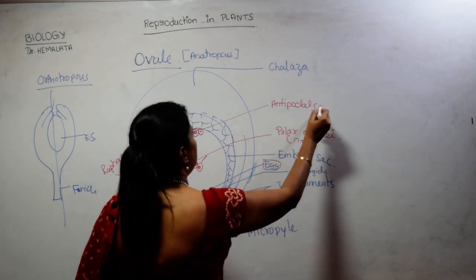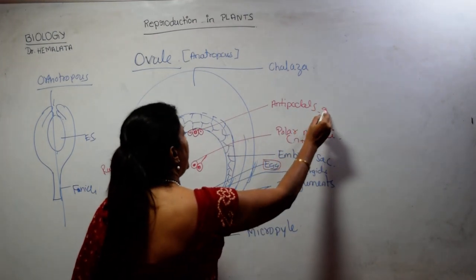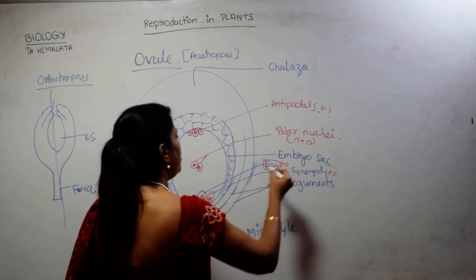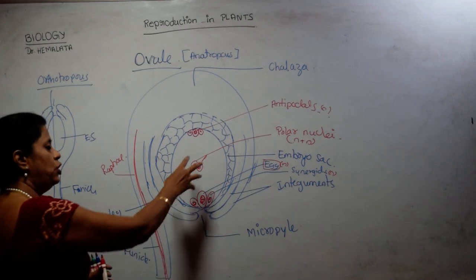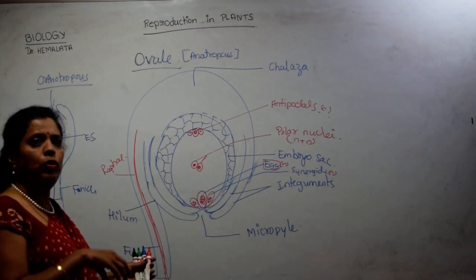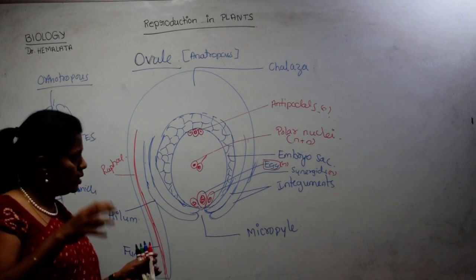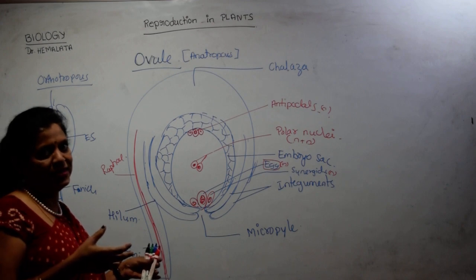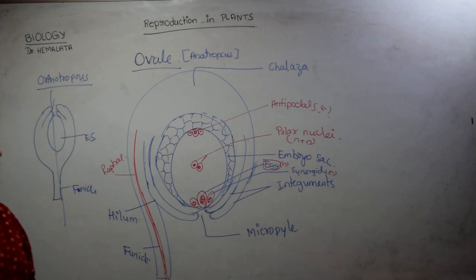Okay, these are 3 antipodals, all are N in number, and even synergids are N in number, egg is N in number. They are all haploid structures, and this is the structure of the embryo sac. Then this drawing you have to practice. Right, now we pause and draw this diagram and practice it. Then we will go to the developmental stages. Okay, right, draw it.